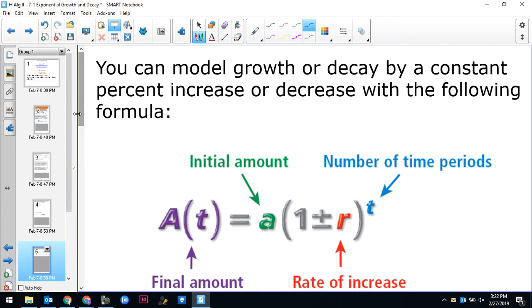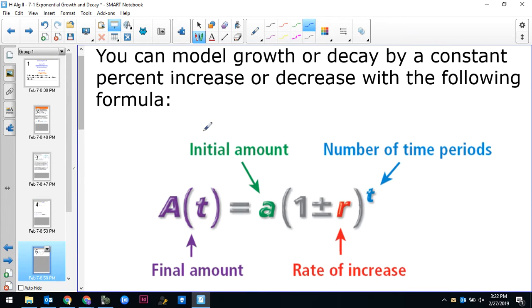All right. Now, for these word problems that we're going to have, when I talk about exponential growth and decay, and I want to model it with an equation, this is the equation. You're definitely going to need to know this. So pause here and write that down. A of t, where A of t is your final amount. That whole thing is your final amount. A little a is your initial amount.